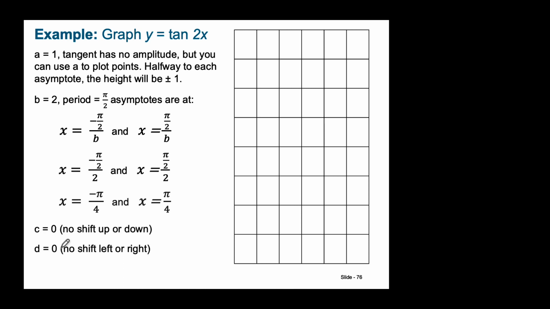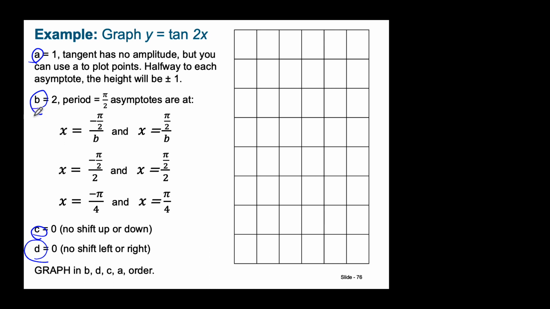C equals 0 and D equals 0, so we're not going to shift this up or down, left or right. So going through the alphabet, just like we did in the last videos, A, B, C, and D, and we are ready to graph. Suggestion, I like to graph in this order for tangent and cotangent: B, D, C, A.